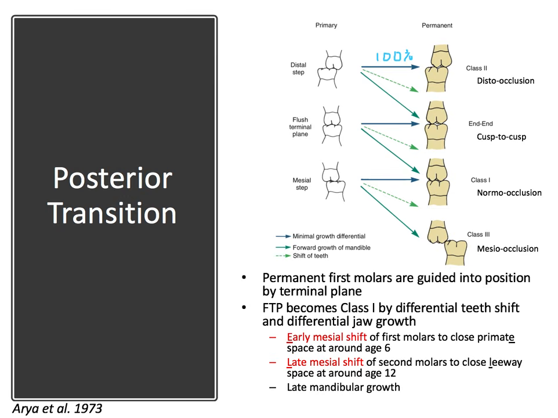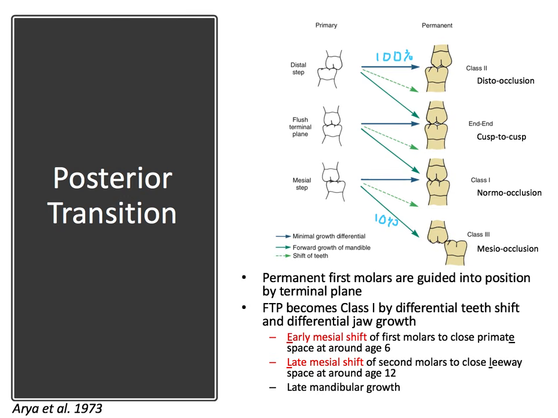If you're flush terminal plane, you'll most likely end up end to end, although you could wind up being any of these relationships. So you could even become class 2, but more likely you're going to be end to end, maybe class 1. You can maybe even wind up class 3. So it's truly the wild card primary occlusion. If you're a mesial step, you'll most likely be class 1, although there is a 10% chance or so that you'll slip into a class 3 molar relationship.